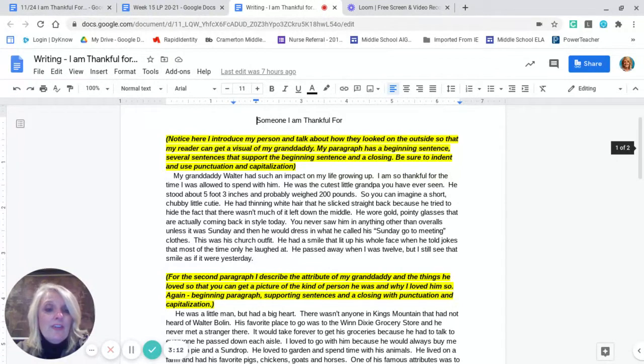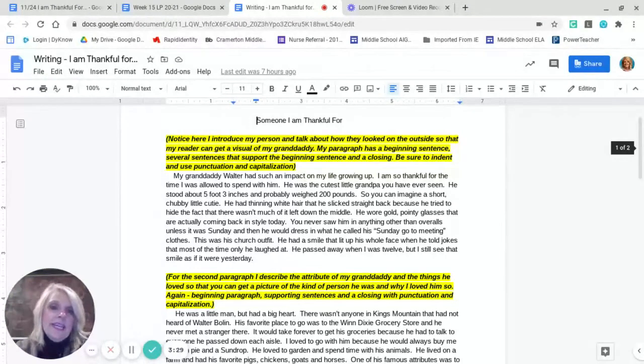Be sure that you indent your paragraph and be sure that you are looking at your spelling, your punctuation, your capitalization, so that when we read it, we know where to start, where to end the sentence, and so that it's easier to read and that it makes sense.